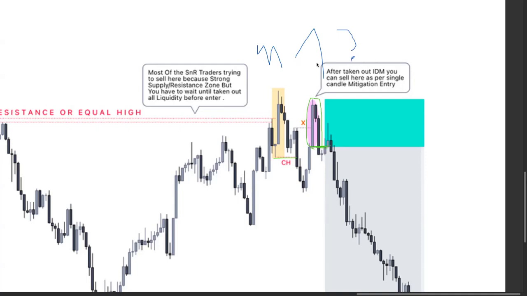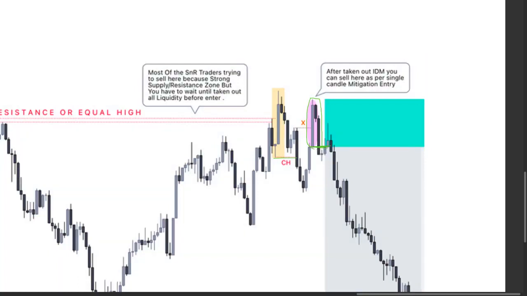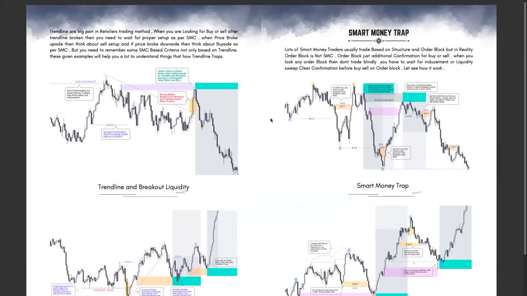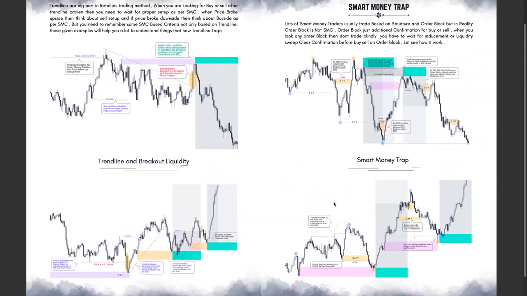What is this? And this is a single candle order block, you can say. And at this time, you can sell here on the pullback. Okay, so this is a smart money trap, correct? And trendline, this is a trendline liquidity, right? And smart money trap.